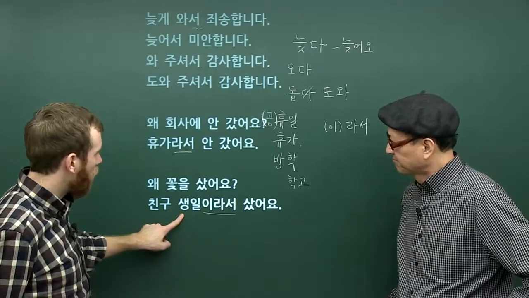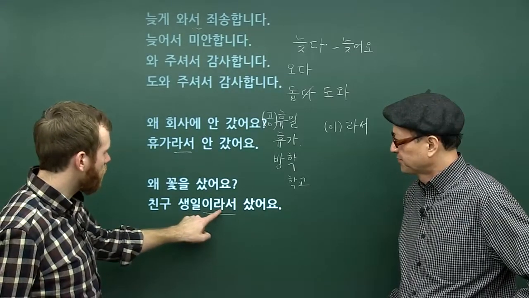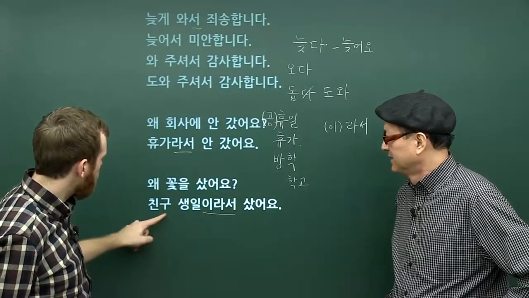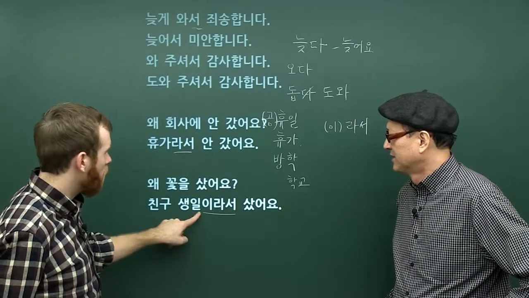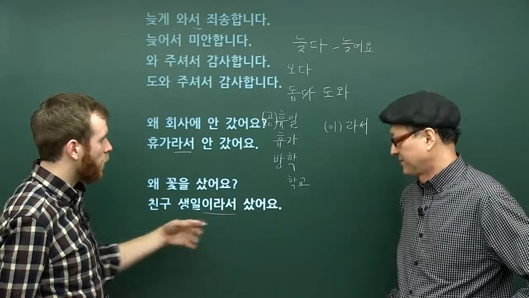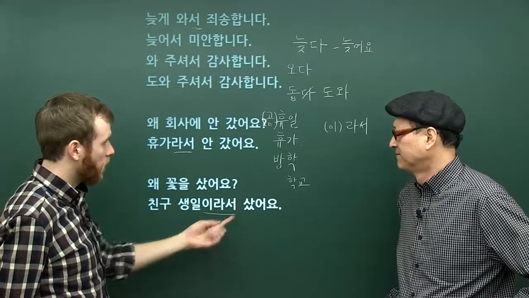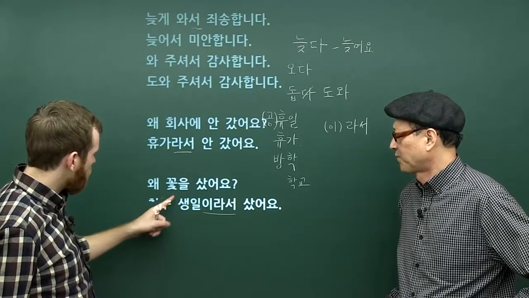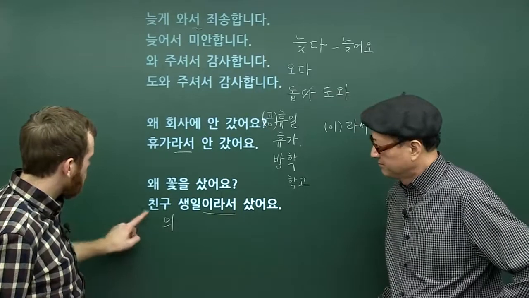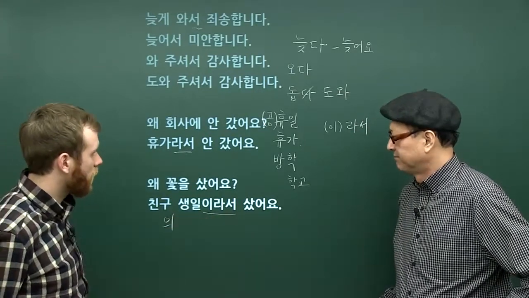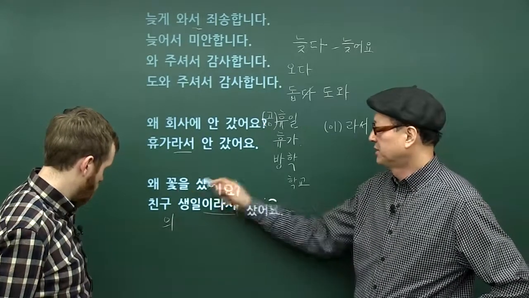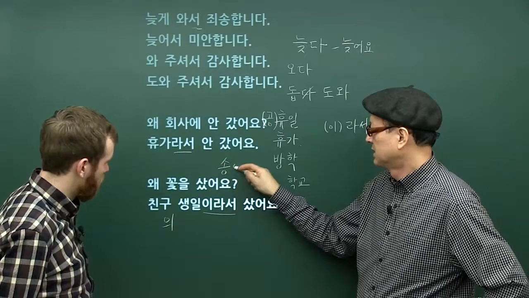Again, our noun here. We add 이라서 because of the final consonant, just like with 휴일, 생일. 친구 means friend, 생일 means birthday. So it's my friend's birthday, so I bought flowers. I don't see a possessive here. 그래서 이렇게 해도 좋아요: 친구의 생일이라서 샀어요, or just like this.